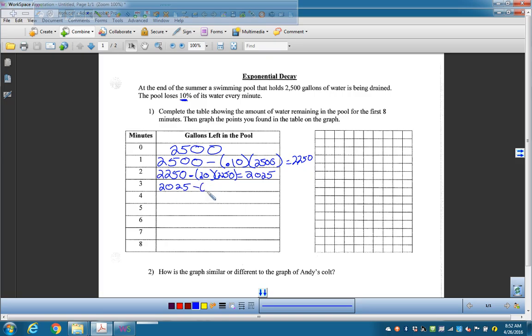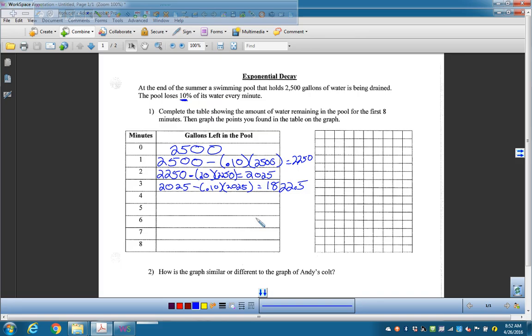2,025 minus 0.1 times 2,025. What's that? 202. How much did you get? 1,822.25. Very good. Does anyone see a quicker way that I could do this?